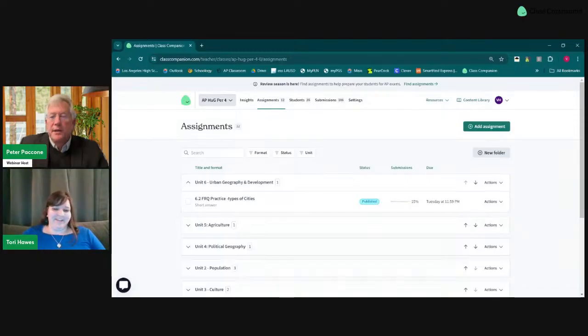Got it. I'm looking through it. I put together a list of questions that I wanted to ask you, and I'm not seeing anything here. Yeah, looks like we've got the learning curve, I guess, is what I wanted to ask. What was the learning curve like for Class Companion? I mean, it's really easy to figure out.